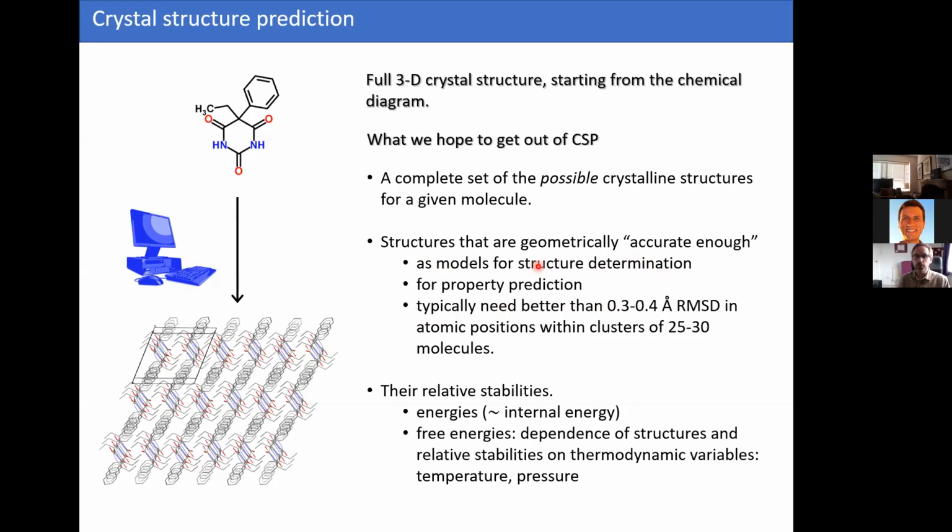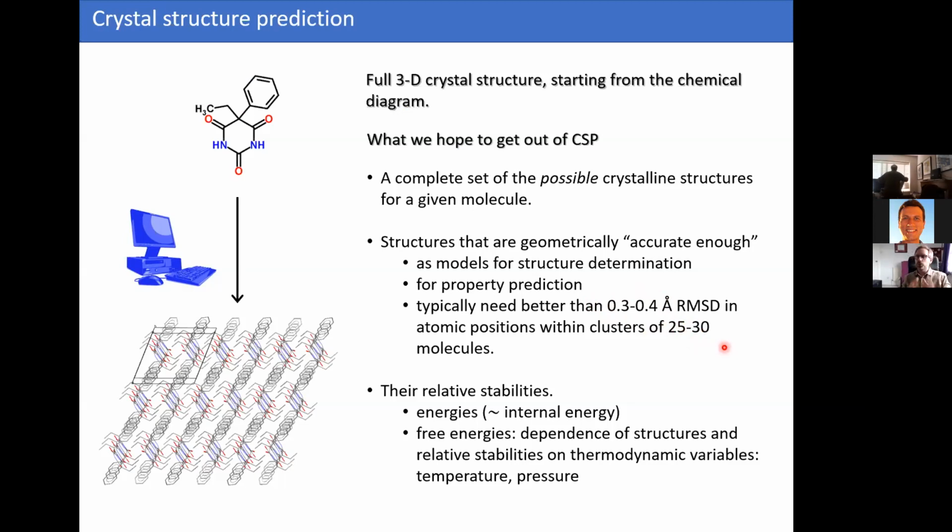So if we had some experimental data we could try to match up with, for property prediction, like that fluorescence wavelength I showed a couple slides ago. Typically, we're talking about needing things in terms of atomic positions. If we took, say, a cluster or cut out a sphere of, say, 25, 30 molecules in a crystal, we want predicted structures to match experiment to within better than, say, 0.3 or 0.4 angstrom in terms of mean positions of those atoms. And that can be quite challenging, actually.